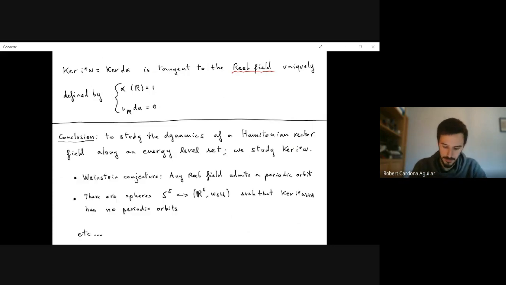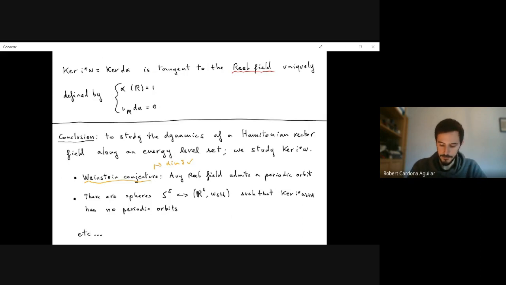For example, an example of this approach is the Weinstein conjecture, which says that any Reeb field admits a closed periodic orbit if the contact hypersurface is closed. Of course this is interesting because this tells you that if you give me any Hamiltonian vector field, for instance, the three-body problem and so on, if you find a hypersurface which is of contact type, then you can already say that there's a periodic orbit, etc. This is known in dimension 3, for example. This is proved in dimension 3, and not in general.